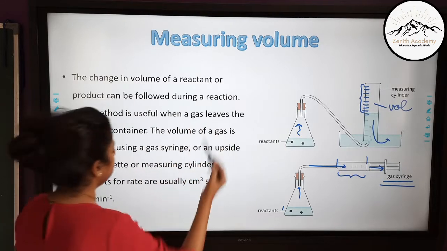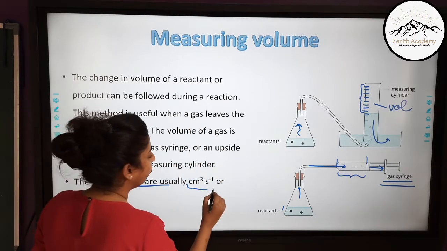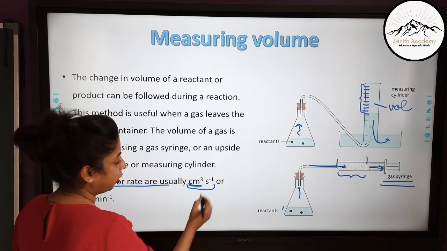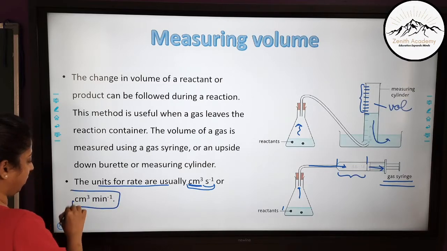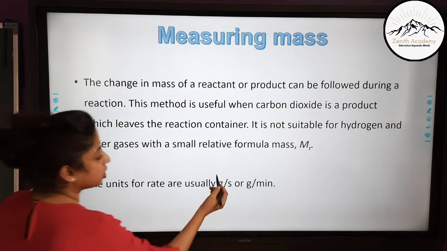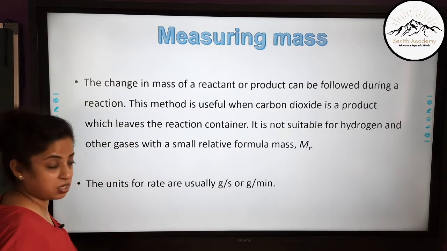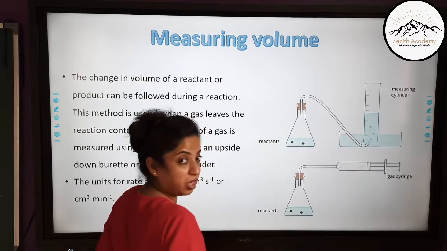Now, in this method, the units for rate are usually centimeter cube per second. Because it is volume, it is centimeter cube per second, or we can also say centimeter cube per minute. In measuring mass, you remember the unit was gram per second or gram per minute because we were measuring the mass. And here we are using the volume of the gaseous product that is formed.